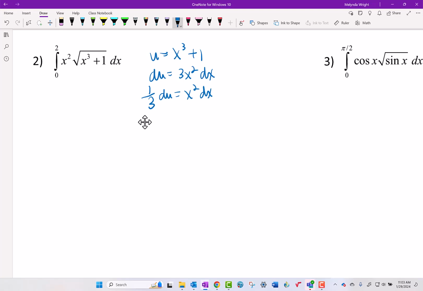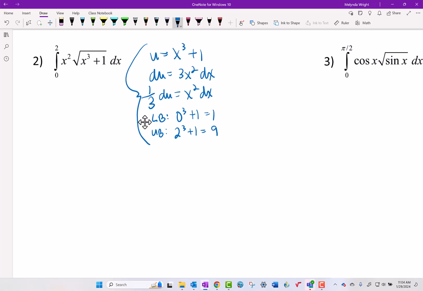I can keep it as a list like this, which is fine. My lower bound, I'm going to abbreviate L for lower bound. That would be 0 cubed plus 1, which is 1. My upper bound, again, this is my scratch work. I won't be grading your work, but it's important to show what you're doing. My upper bound would be 2 cubed plus 1, so that would be 9. So this is all of my u sub work.